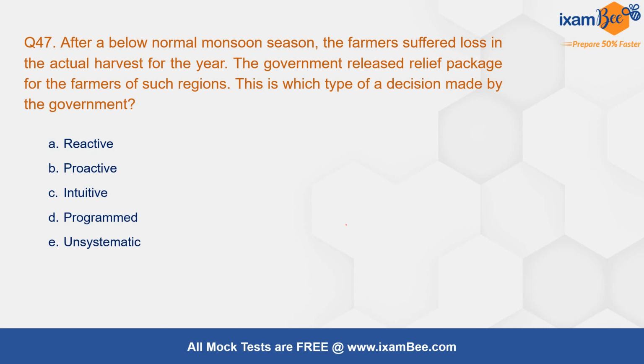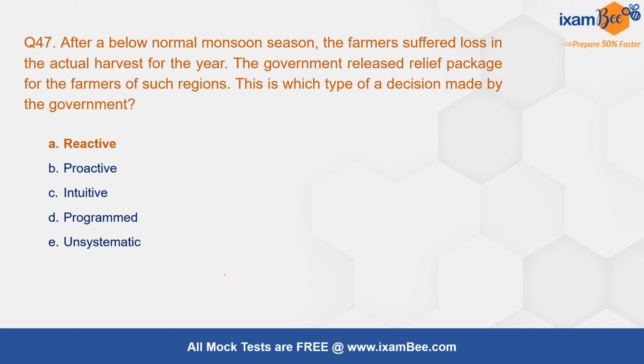Question 47. After a below normal monsoon season, the farmers suffered loss in the actual harvest for the year. The government released a relief package for the farmers of such regions. This is which type of decision taken by the government? Is it a reactive decision, a proactive decision, an intuitive decision, a programmed decision, or an unsystematic decision?